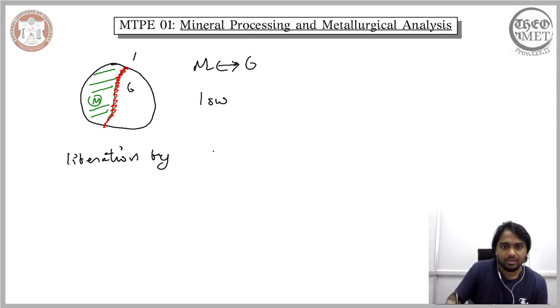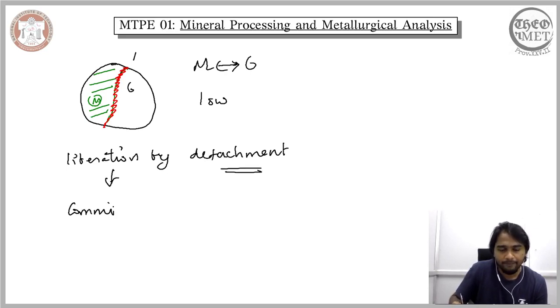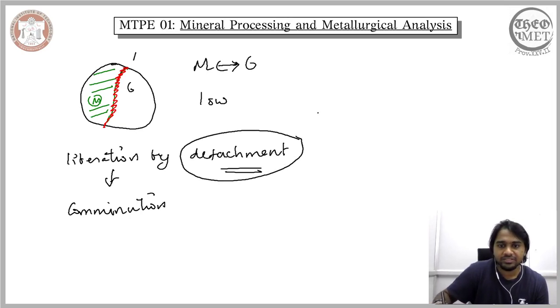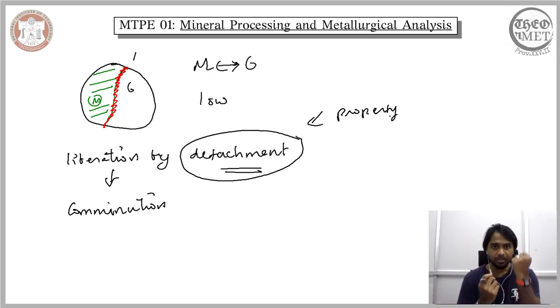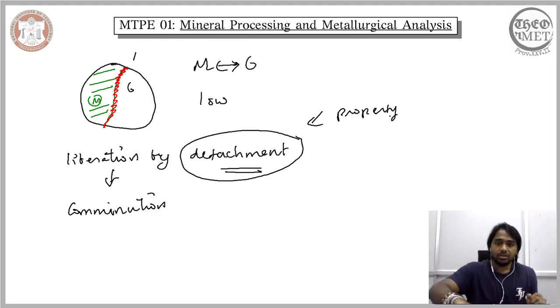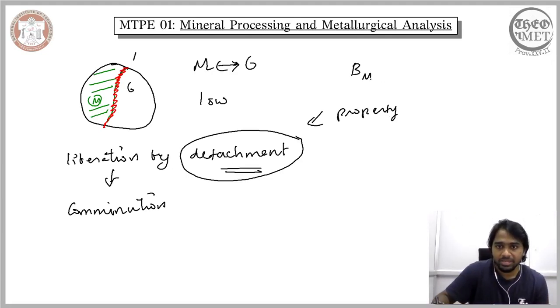Liberation by detachment. So far what we have seen is liberation by fragmentation, or liberation by comminution. This is what we have been considering so far. But liberation by detachment considers the properties of the minerals that we are considering, particularly the bonds between the mineral and the gangue. Now the bond between mineral and mineral, and the bond between gangue and gangue, if it is greater than the bond between mineral and the gangue.